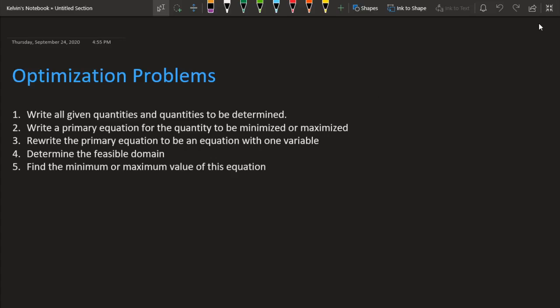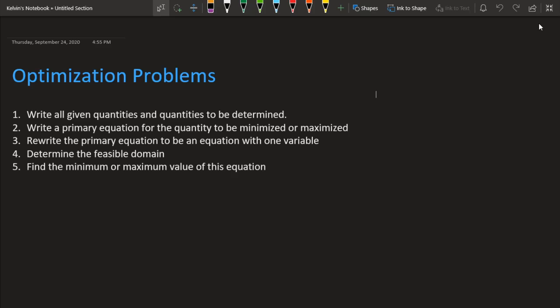In this video, we'll be learning about optimization problems, also known as applied minimum and maximum problems. These problems can be broken down into 5 primary steps. The first step being write all given quantities and quantities to be determined. The second step being write a primary equation for the quantity to be minimized or maximized. The third being rewrite the primary equation to be an equation with one variable. The fourth being determine the feasible domain. And the fifth being determine the minimum or maximum value of this equation.